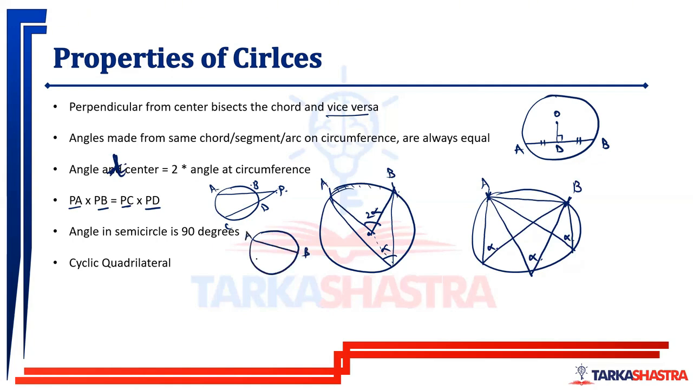This is A, this is B, this is C, this is D, and this is their point of intersection P. Then PA into PB is equal to PC into PD. It holds true here as well.